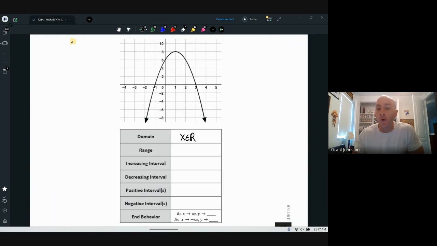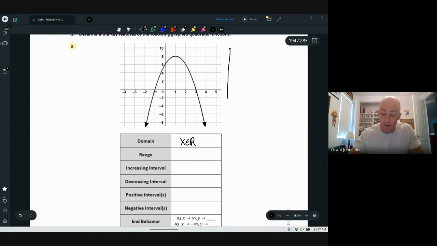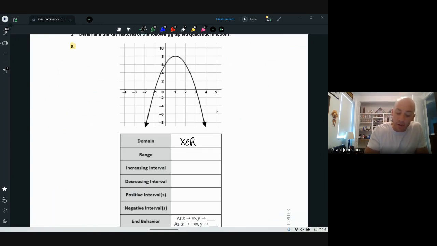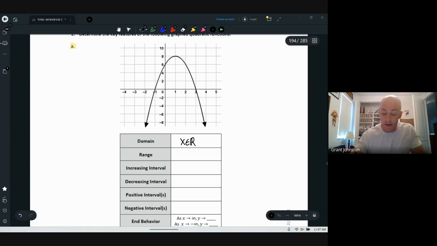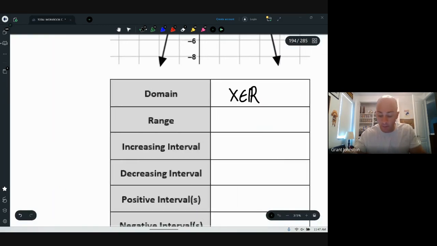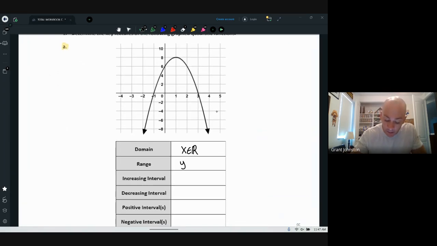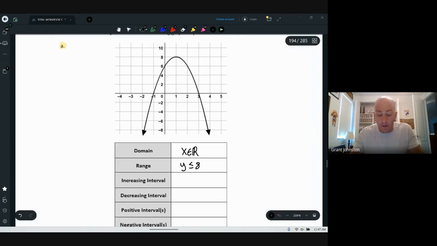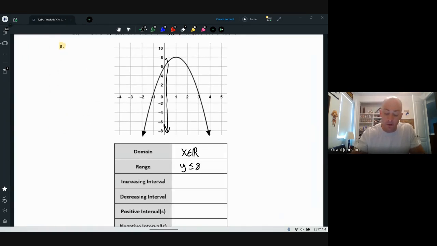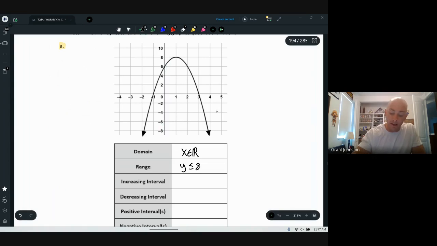Now, the range is not that. Remember, range is our y. It's our up and down. But here's the thing with the range for this graph. It's never going to go above 8. The highest it ever goes is 8, and then it just goes down from there. So the range is that y needs to be less than or equal to 8. It goes to 8 and everything below.